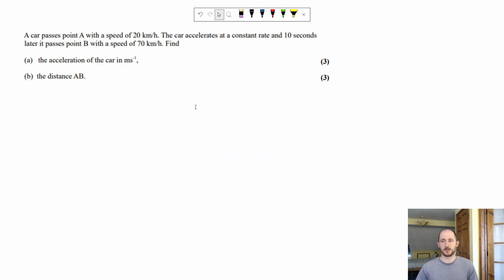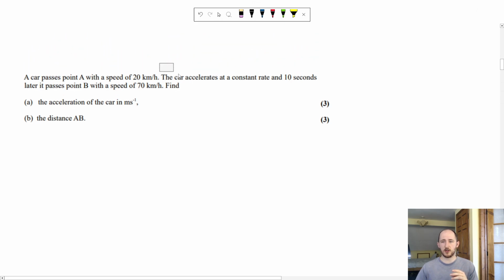Here's another type of question that a lot of students find tricky. And they find it tricky because, once again, they don't necessarily draw diagrams. So here, a car passes point A with a speed of 20 kilometers an hour, accelerates at a constant rate, good, because that means we can use SUVAT. You should always be looking out for this sentence here, or something that implies the acceleration is constant. The reason for this is you can't use SUVAT if it's not constant.